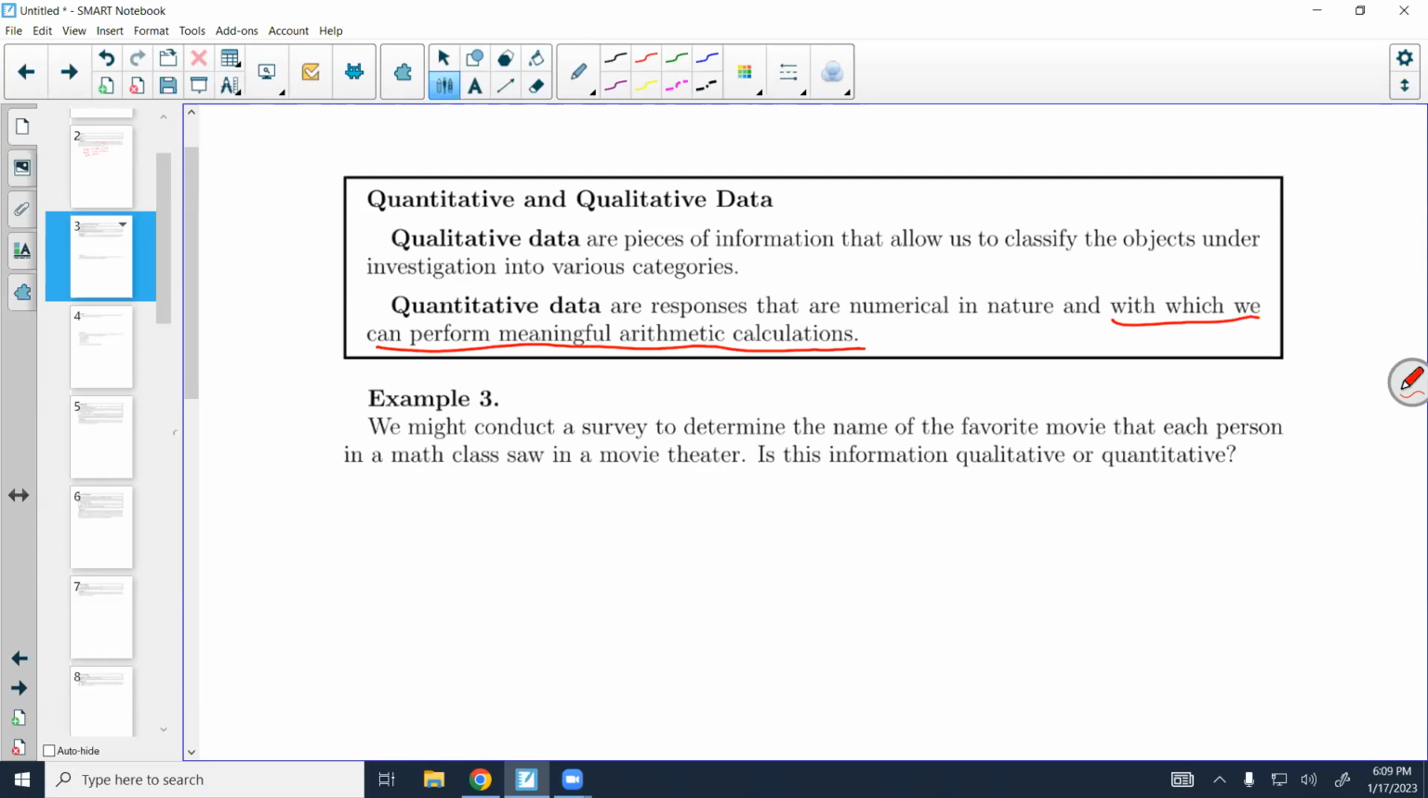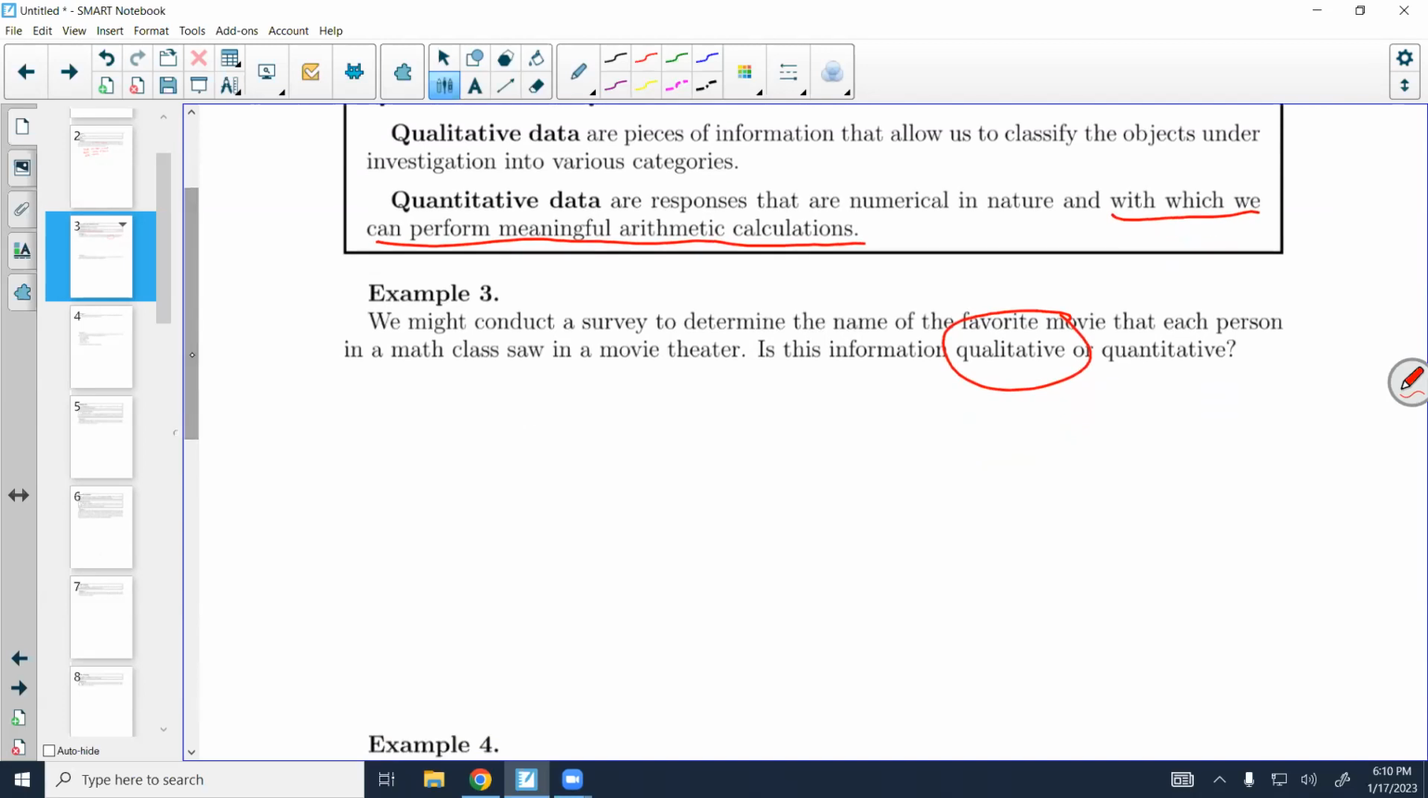In that definition. So we might conduct a survey to determine the name of the favorite movie that each person in a math class saw in a movie theater. Is this information qualitative or quantitative? We're being given a bunch of movie names. Qualitative, very good. I can't divide Raiders by the Lost Ark by Star Wars. So it has to be qualitative. The easiest way to think about it is quantitative, quantity, a number.